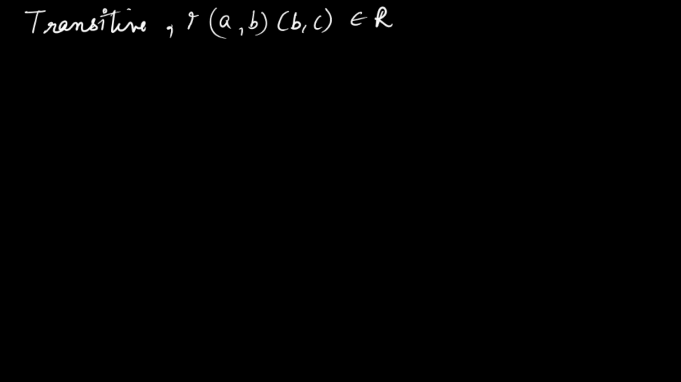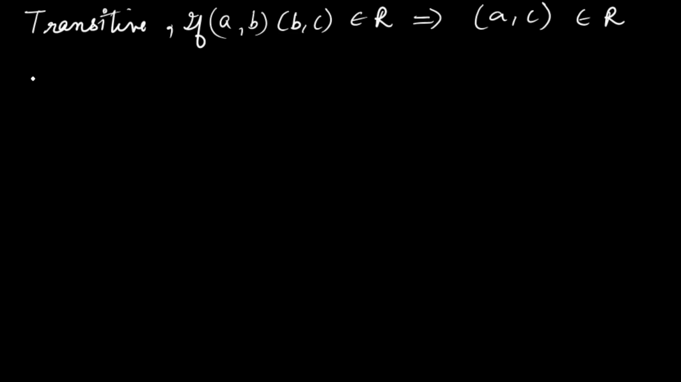Now we have to prove transitive. We'll go to its definition. For a transitive relation, we know if (a, b) and (b, c) belong to R, it implies (a, c) will also belong to R.